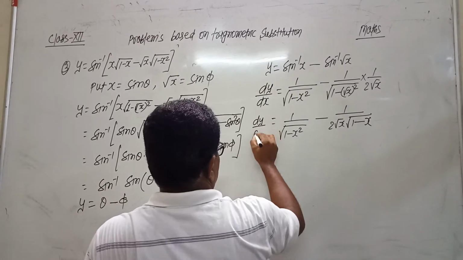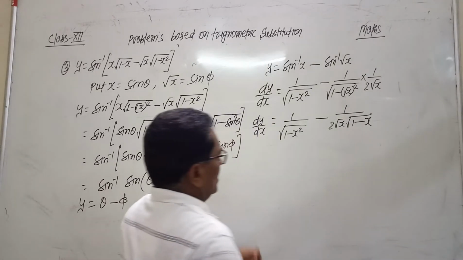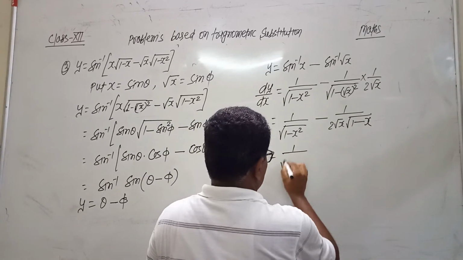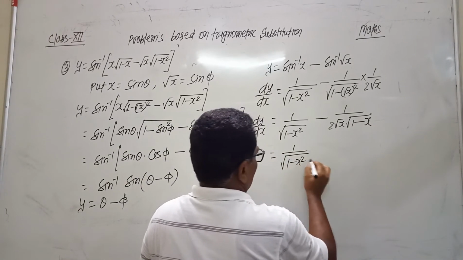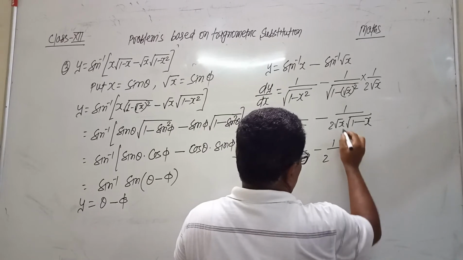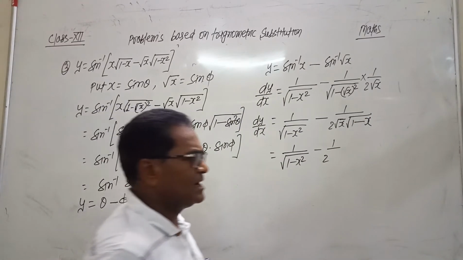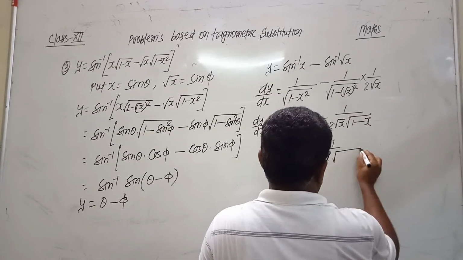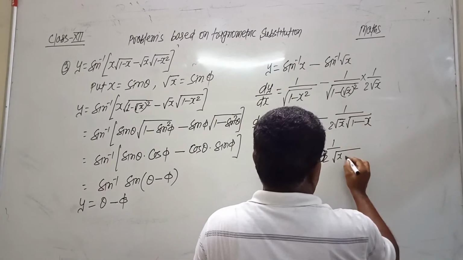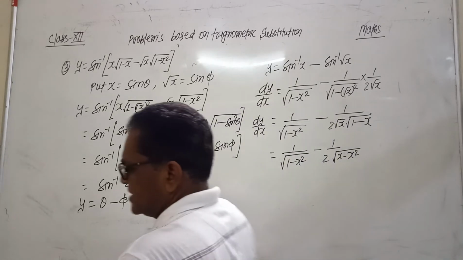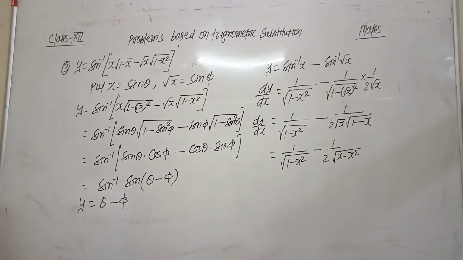dy by dx equals to 1 upon under root 1 minus x square minus 1 upon 2. We can write it this way also: both are in a square root, so in a single square root we can write root x into 1 minus x, that is x minus x square. So this is the differential coefficient dy by dx.